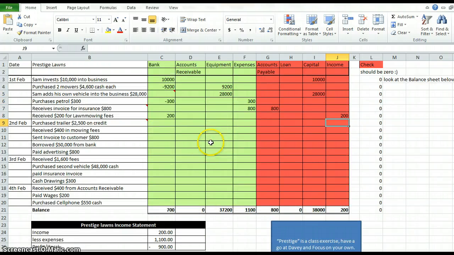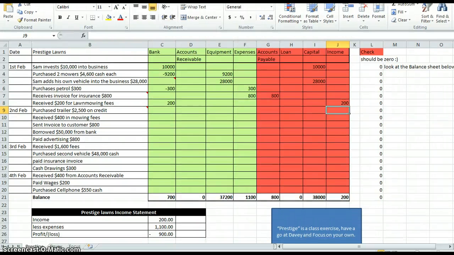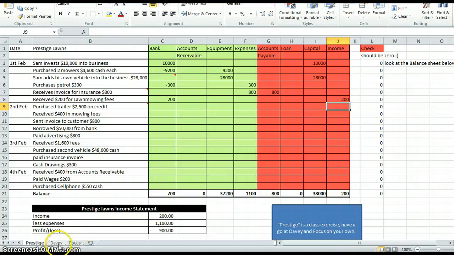Once you've done Prestige, you'll see down the bottom of the page, I'll see if I can show you down the bottom, you've got Davy and Focus to do as well. I'll see if I can put the answers up for you as well. They should be saying Prestige A, Davy A, and Focus A, so you can check your work as well.